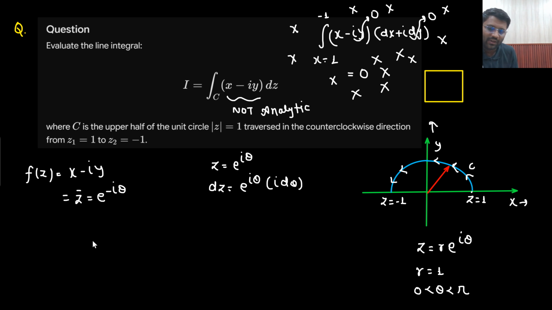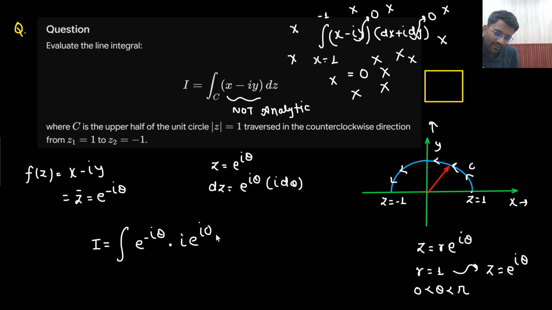That's it. So how is your integral looking? In place of this x minus iota y, I can put z bar, and z bar is nothing but e to the power minus iota theta, because z is e to the power iota theta. Why is z e to the power iota theta? Because r is equal to 1. So z bar would become e to the power minus iota theta. And dz is coming out to be iota e to the power iota theta d theta, iota taken outside.